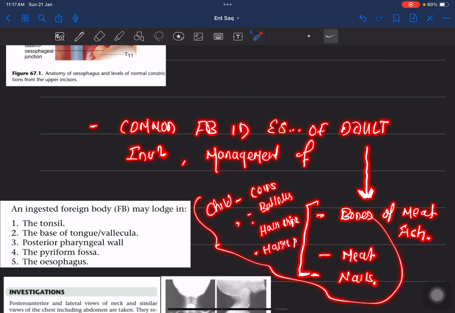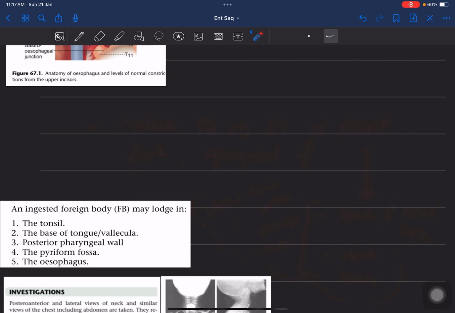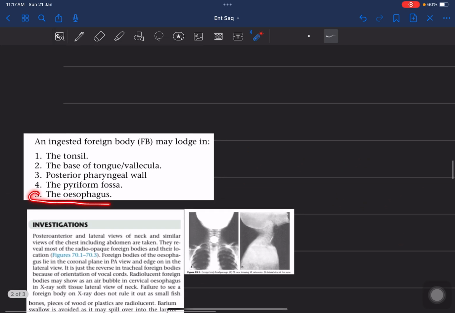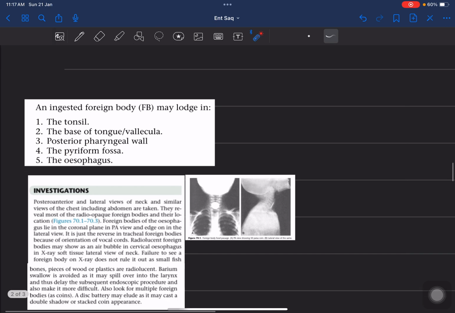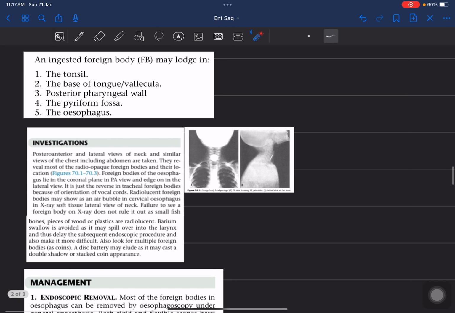Now talking about the sites of lodgement of foreign bodies. Since we are here in the question of esophagus, the other sites are the tonsil, the base of tongue, posterior pharyngeal wall, piriform fossa, and the esophagus itself. Now another question was, what are the essential investigations in the case of foreign body within the esophagus.